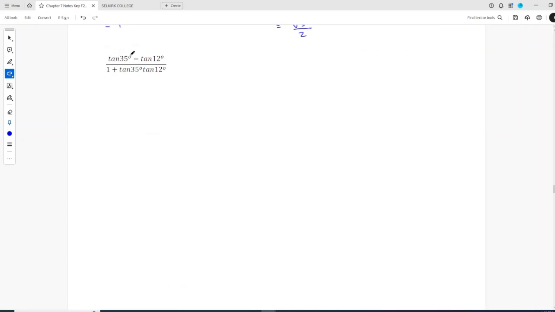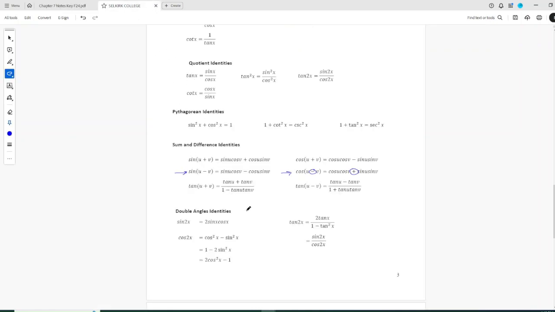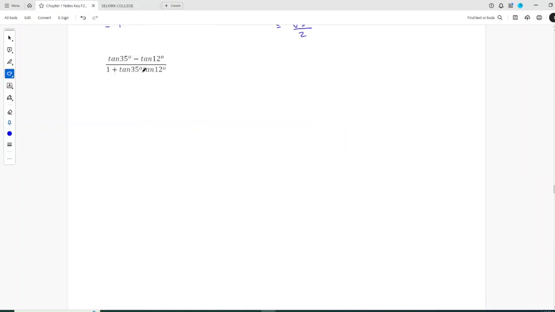Now, tan I do not have memorized, but I know that it's written something funky like this. So we're going to look at our tan sum and difference identities. What I notice is that if it's a plus on top, you get a plus in your formula. If it's a minus on top, you get a minus in your formula. Okay, so it's a minus. So this is going to be the tan of 35 degrees minus 12 degrees. What is that? Well, it's the tan of 23 degrees.